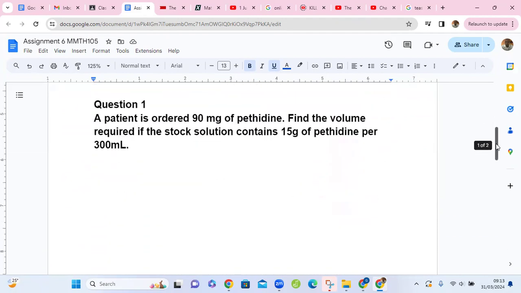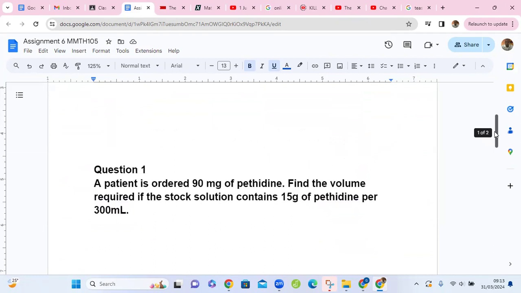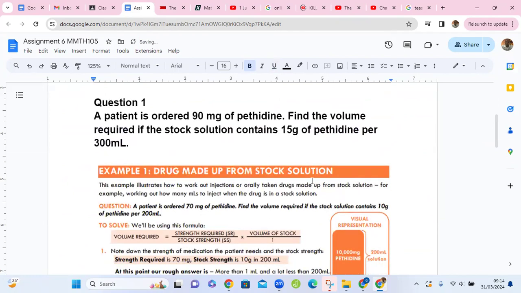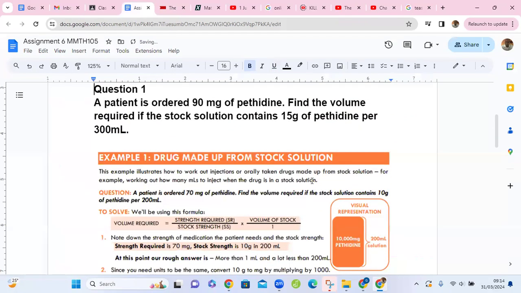Here we identify a first question, because as we are doing, we are normally using an assignment as a learning instrument. Apart from notes in the assignment itself, we have some questions, and here is an example. The question says a patient is ordered 90 milligrams of pethidine. Find the volume required if the stock solution contains 50 grams of pethidine per 300 milliliters. So that's a question that might arise in your medical practice.